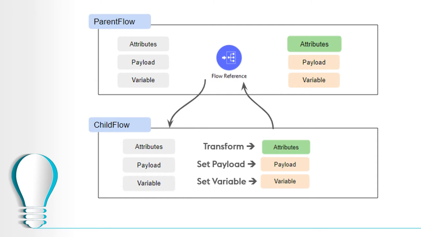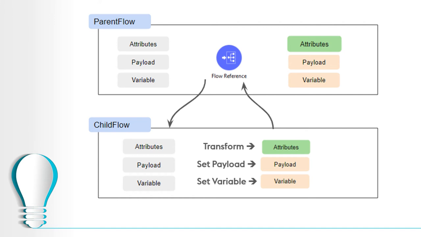So here, if the question asks if your original attributes or original payload is accessible, your answer would be no. But another permutation is, what if you're not using transform here? Then your attributes are not getting changed. What if you're not using set payload here? Then your payload is also not getting changed. If you're changing only set variable, then only your updated variable will be available in the flow reference, in the main parent flow. So it depends on what they are doing.